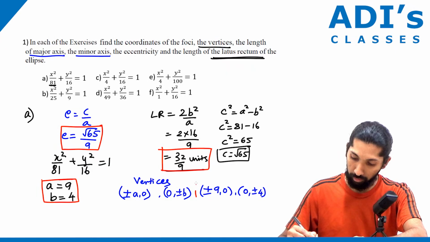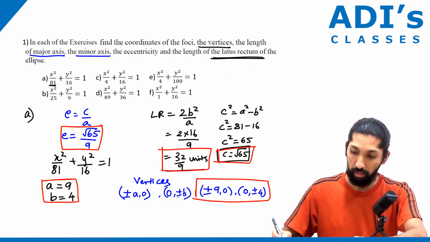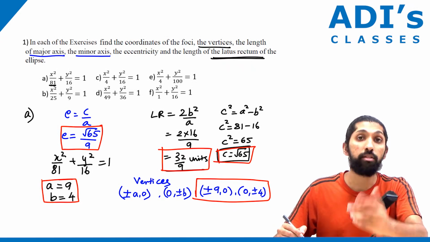then we have the vertices. Then we have the value of the focus. This pretty much concludes what we have for this particular problem. Let's do the second one now.